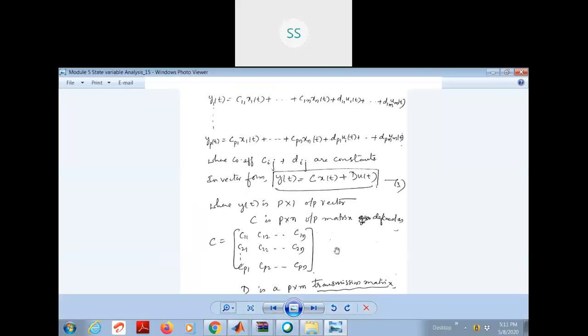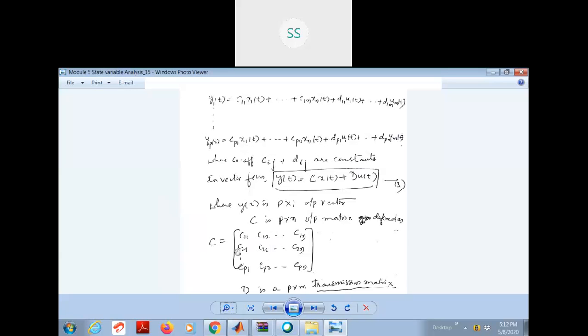Here also, the entire set of output equations can be written in the form of a matrix. So y of t equals capital C into x of t, where x of t are our state variables, plus D into u of t, the applied input. Here y of t is a p cross 1 output vector. So p cross 1, p number of rows, means p number of responses are there, and C is a p cross n output matrix. C is defined as a p cross n output matrix. It simply contains all the coefficients of state variables in the output equation.